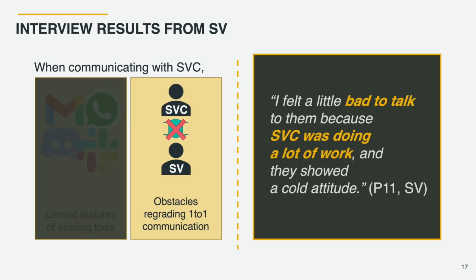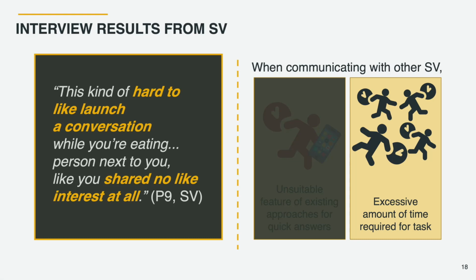When communicating with SVC, SV experienced obstacles regarding one-to-one communication with SVC. For example, SV stated that SVC have a lot of work, so they had a hard time when communicating with SVC. When communicating with other SV, assigned tasks required so much time that it was difficult for SV to network with other SV during the conference.